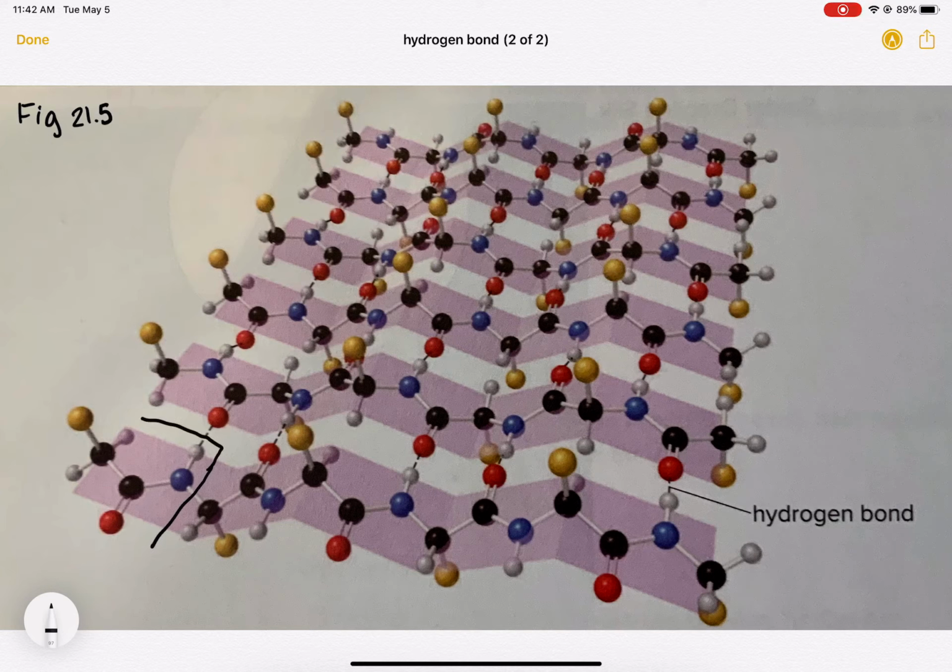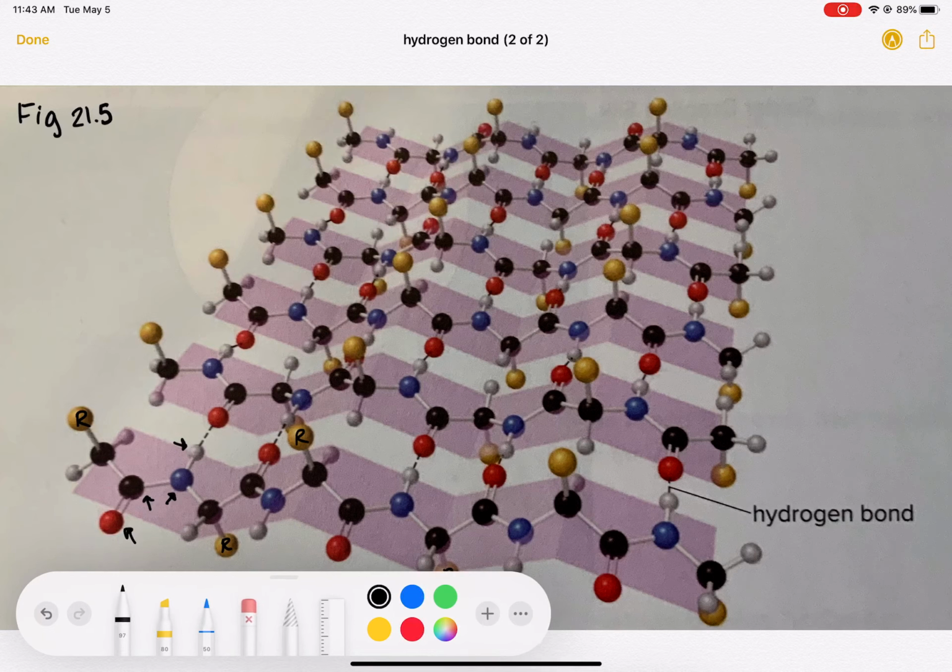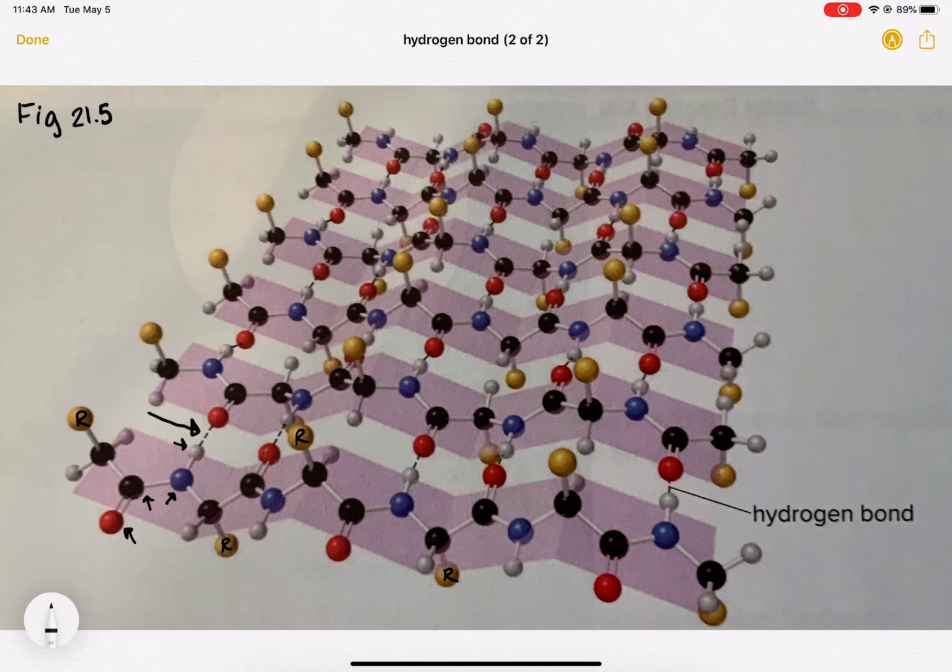This right here is one single amino acid unit. Here's the carbon oxygen double bond. Here's the nitrogen with the hydrogen. Here is the R group. So it's using the same color coding system where the R groups are in yellow. And then this diagram is showing the hydrogen bonding that takes place. So there's hydrogen bonding between the NH of one amino acid and the carbon oxygen double bond of another amino acid.